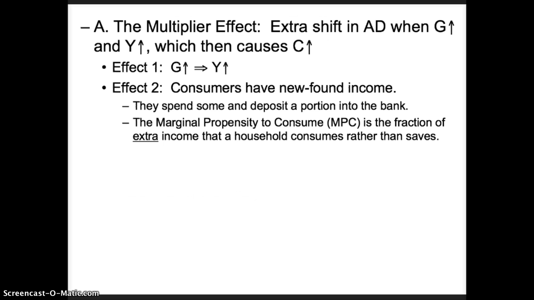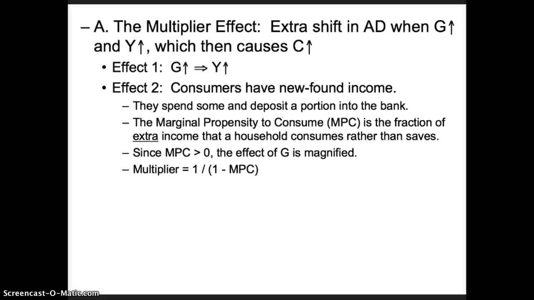The marginal propensity to consume, or MPC, is the fraction of extra income that a household consumes rather than saves. Since the MPC is greater than 0 for most households, the effect of government spending is magnified. The formula for the multiplier is 1 divided by 1 minus MPC.